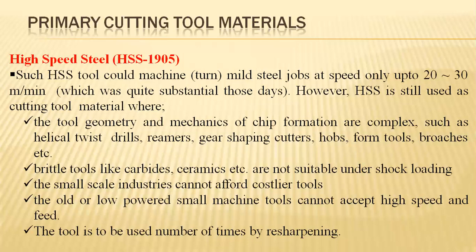Small scale industries cannot afford it because this steel is very costly, and nominally we say it is highly expensive. The old and low powered small machines cannot accept these high speed and feed rates, as we have already discussed, that this tool is confined only to normal feed, speed, and depth of cut, but not to maximum levels or major levels. And this tool can be resharpened many times.